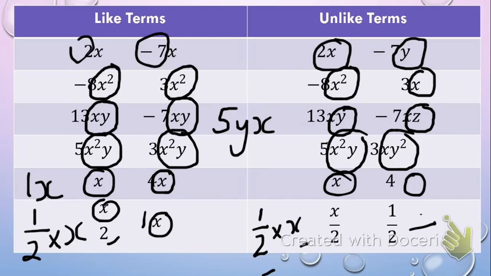Okay, hopefully you will understand the difference between the like and unlike terms. Your main points to remember: the variables have to be the same, identical, raised to the same power. Okay, so just check your working.